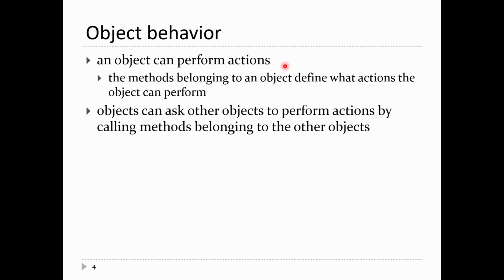The other nice thing about objects is that objects can perform actions. Objects have methods that you can call, and that lets the object operate on the data that it's holding to perform some sort of computation. Objects can also talk to one another. If one object has a reference to another object, it can ask the other object to perform some action. So a typical Java program is made up of many different objects that all interact with one another.